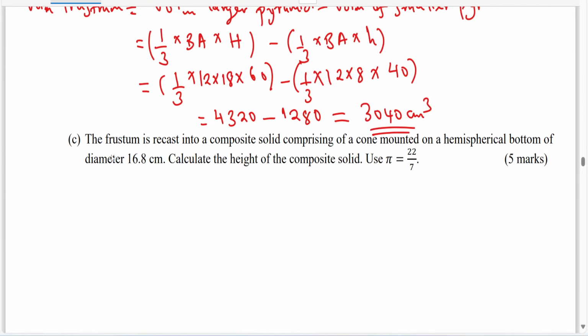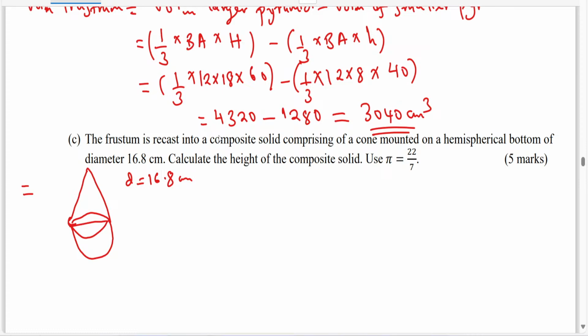So now, the frustum is recast into a composite solid comprising a cone mounted on a hemispherical bottom of diameter 16.8, which is like this. So we can draw it like this. I'm not a good drawer, but it looks like an ice cream cone. So your diameter here is 16.8, but you don't know your height. So the question says calculate the height of the composite solid.